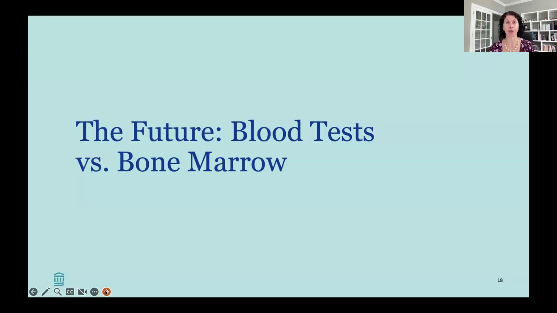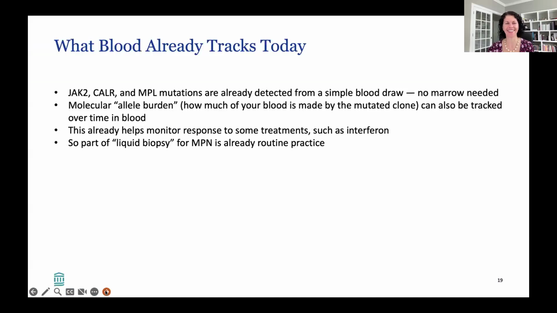What about the future? Are we always going to need to do bone marrow biopsies? Man, I hope not. For a lot of oncology, and you probably read this all over the place because it's so catchy, what is this liquid biopsy? For many solid tumors, we have this new term, liquid biopsy, where they will do blood tests and then get information about, is there a tumor somewhere in your body?